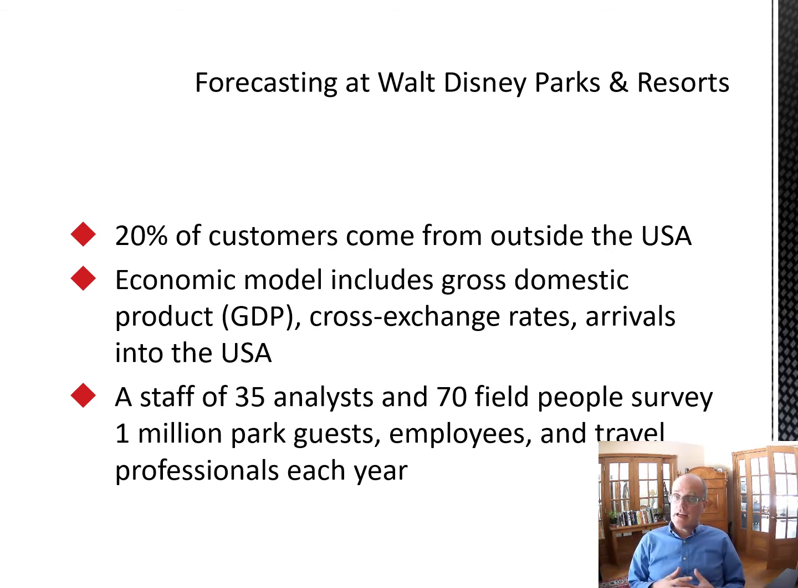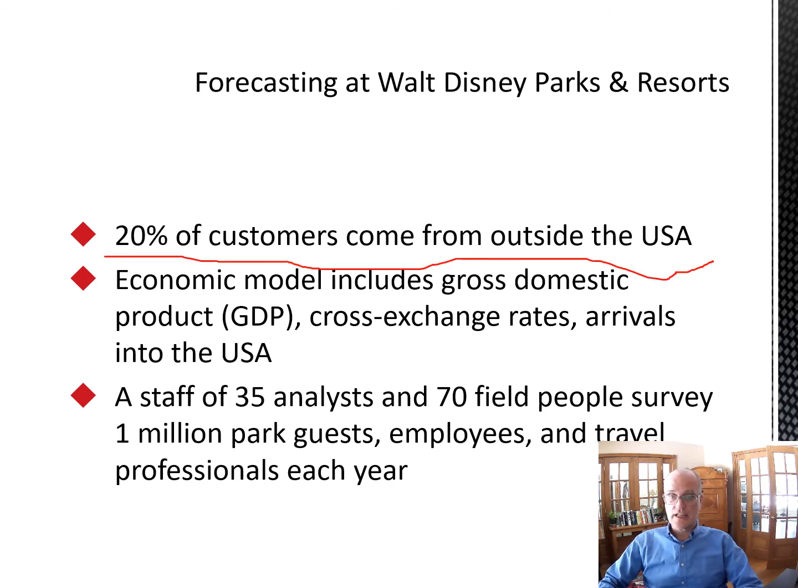So because it's important to them, Disney has a very complex forecasting system. They have to think that 20% of their customers come from outside of the US. That includes Canadians. And so they have a very complex model that includes economic activity. As economic activity improves, more people travel. They look at exchange rates. They look at travel to and from the US.